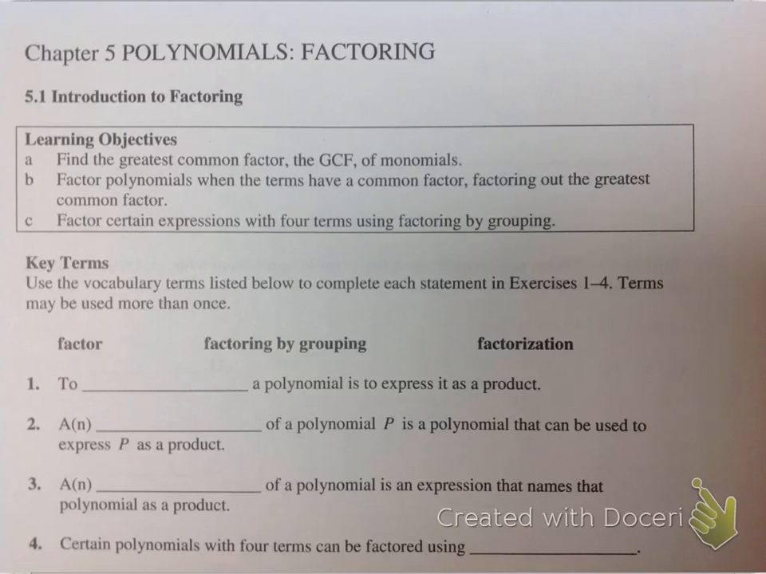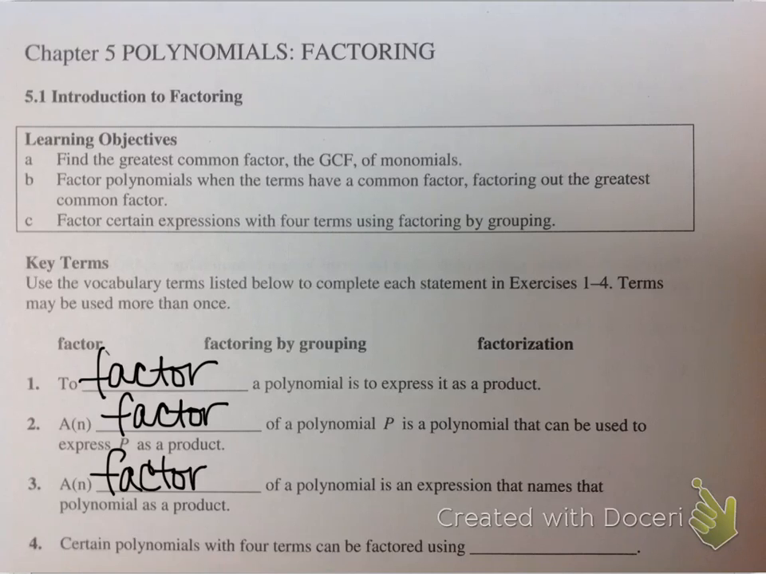So to get us started in this lesson, let's look at our key terms. Number one, to factor a polynomial is to express it as a product. A factor of a polynomial p is a polynomial that can be used to express p as a product. A factorization of a polynomial is an expression that names the polynomial as a product. And the last one, certain polynomials with four terms can be factored using factoring by grouping.